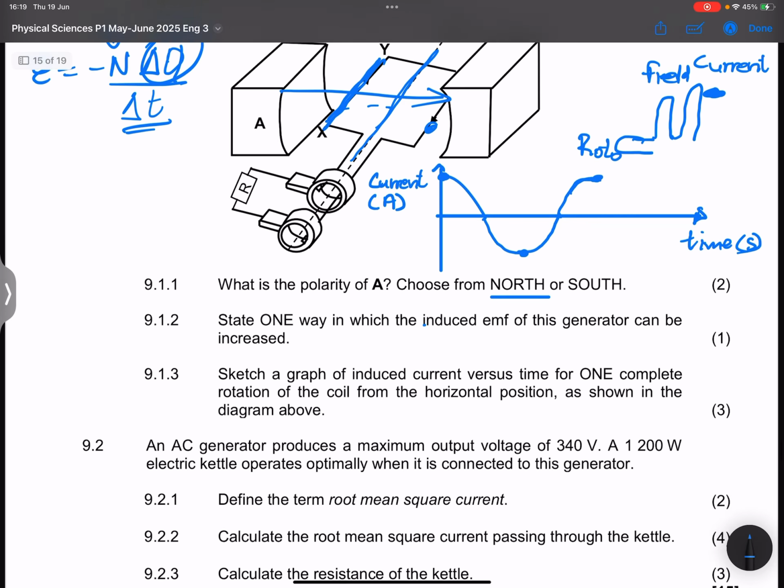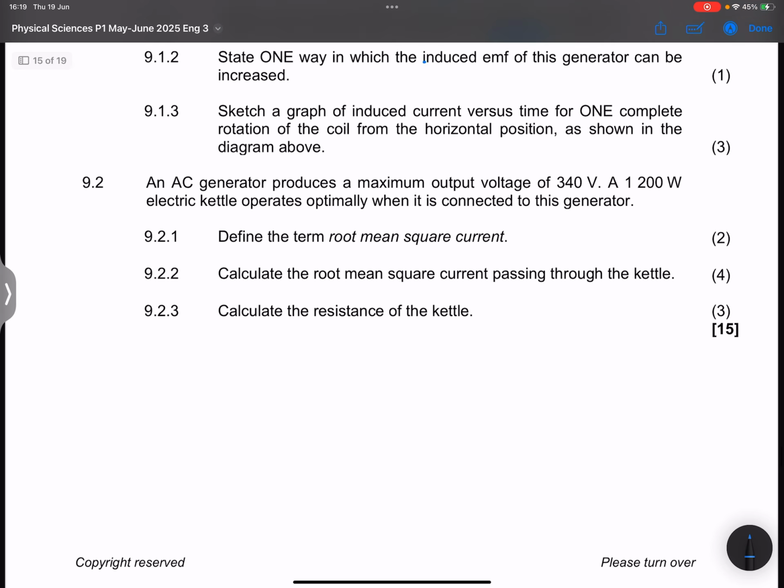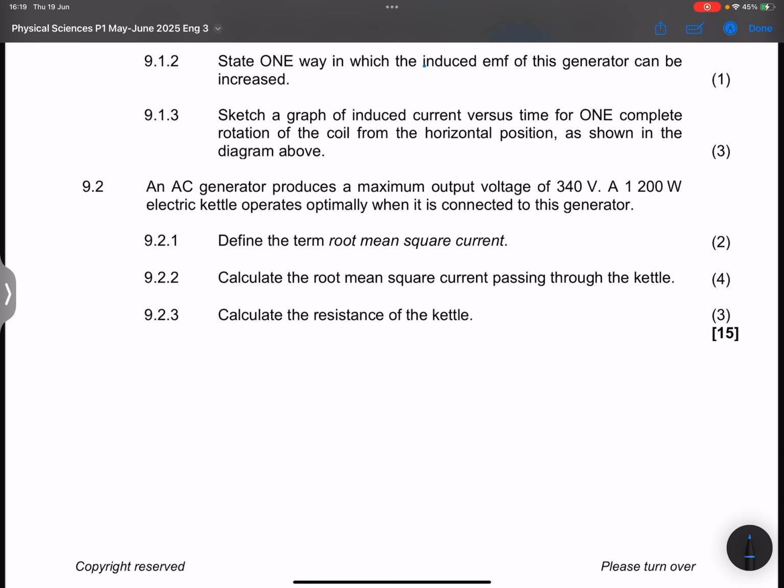Right, now let's go to the next part. And here, guys, I want you to please capitalize on this. They say an AC generator produces a maximum output voltage. So this is Vmax, right? They say a 1200 watt electric kettle operates optimally when it is connected to this generator. Now they say define the term root mean square current.